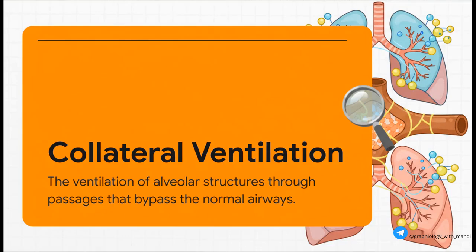The phrase you need to know here is collateral ventilation. It sounds complicated, but it's pretty simple. When a fissure is incomplete, it means there's a little land bridge of lung tissue connecting 2 lobes that should be separate. And that bridge allows air to sneak from one lobe to another through these tiny back channels, totally bypassing the main airways. It's like a secret passageway for air.